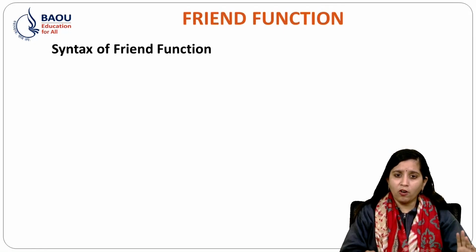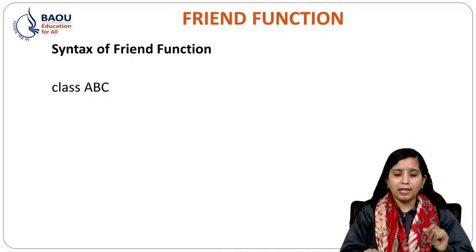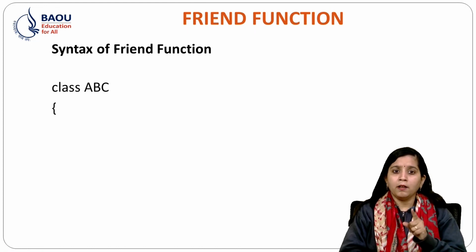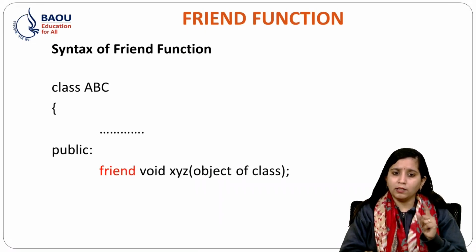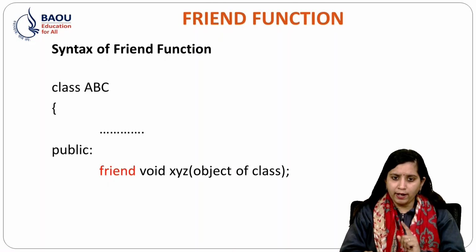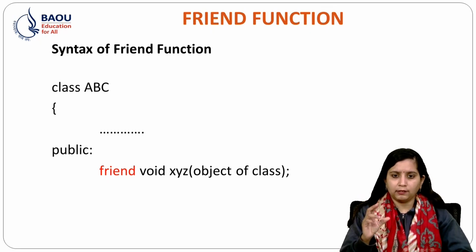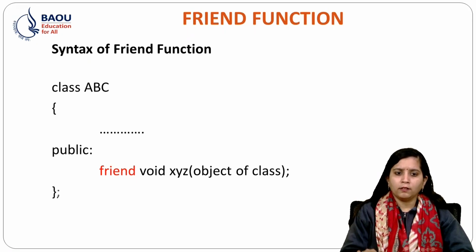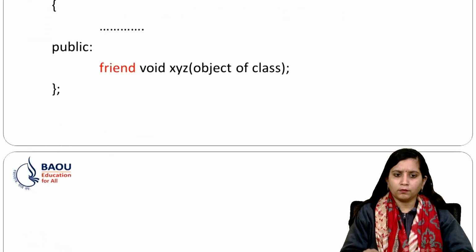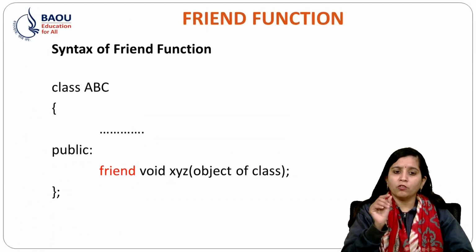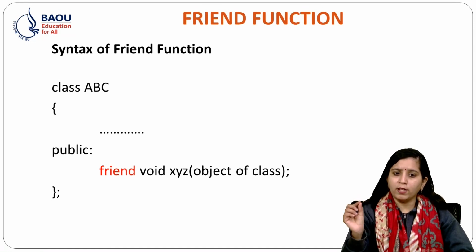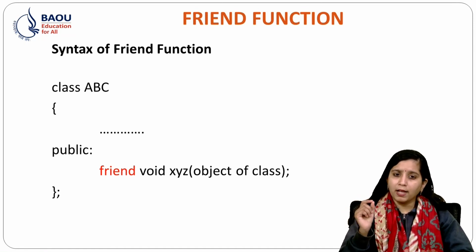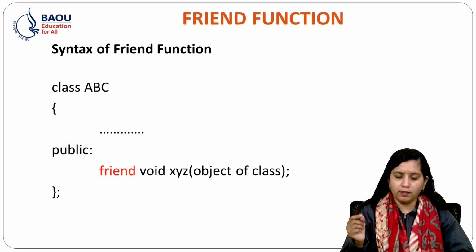So what is the syntax of a friend function? Class ABC, so this is the class. Over here I have one function, that is friend void xyz with an object of the class ABC. So friend is a keyword, void xyz is a function name, and we are passing our object as an argument.